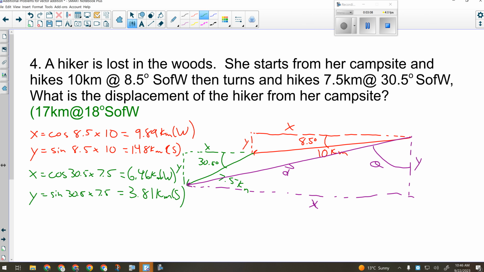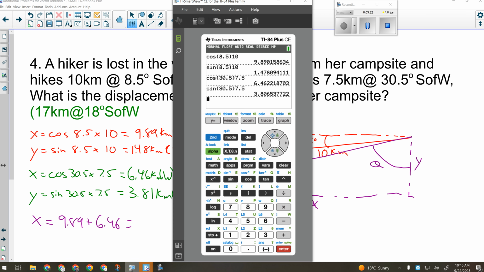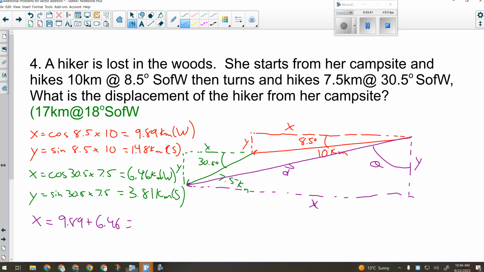kilometers south. Okay, so now that I have those, what do I do with them? What's my next step? Yeah, add the x's together, add the y's together to get my resultant x and y. All right, so resultant or purple x, they're both west, so I can actually add them, 9.89 plus 6.46. All right, so 16.35 kilometers west, and y, they're both south, so I can actually add them again.